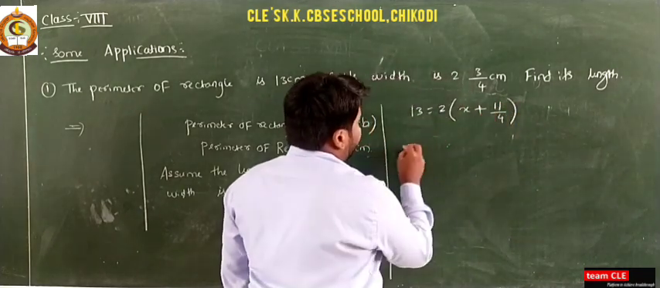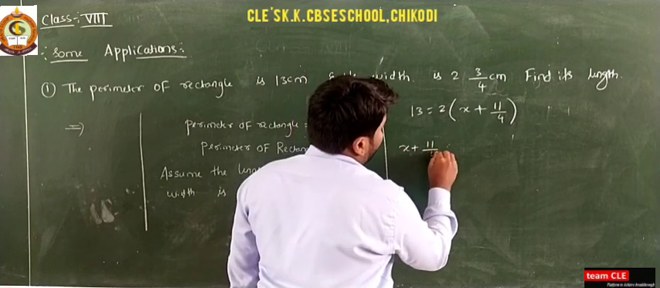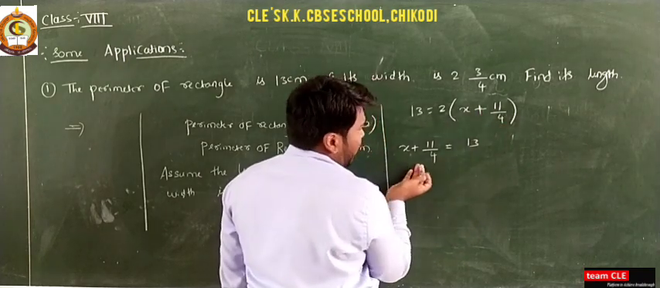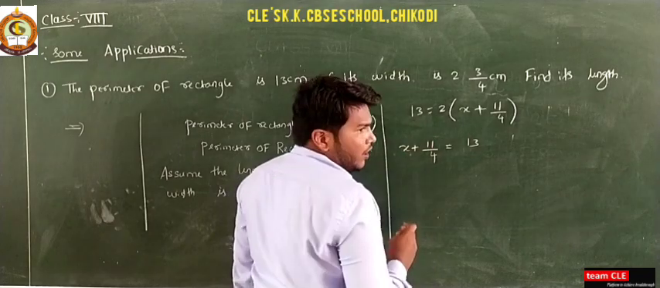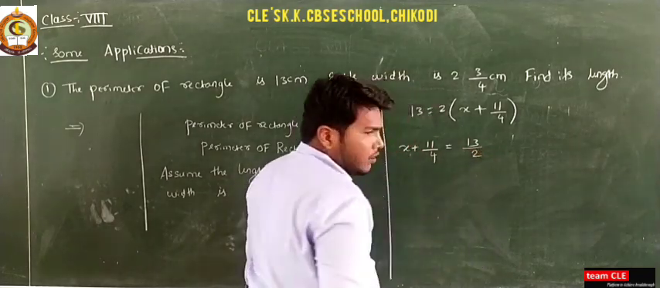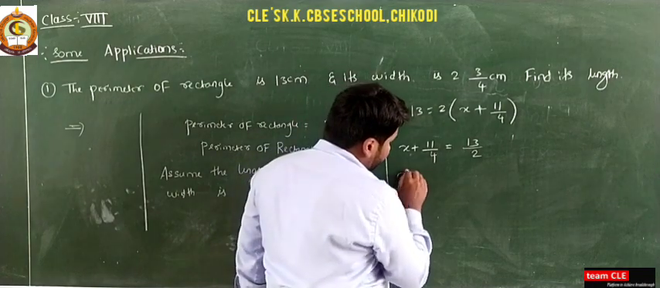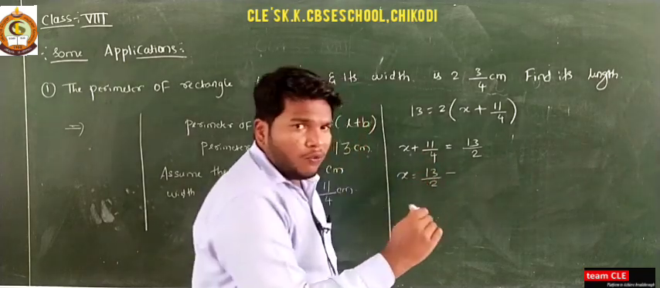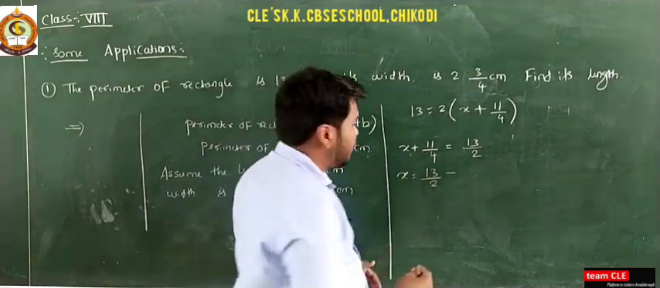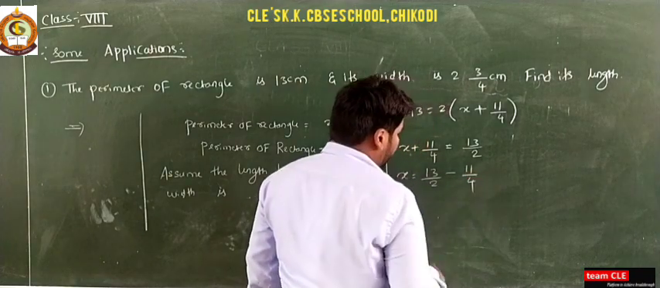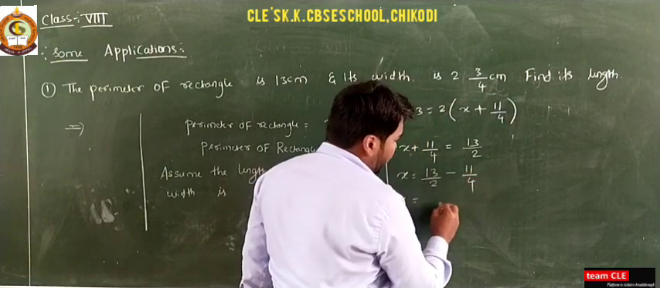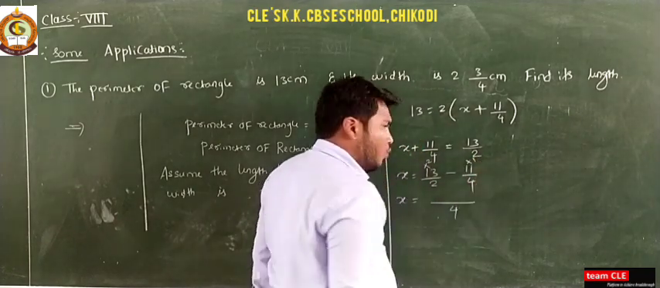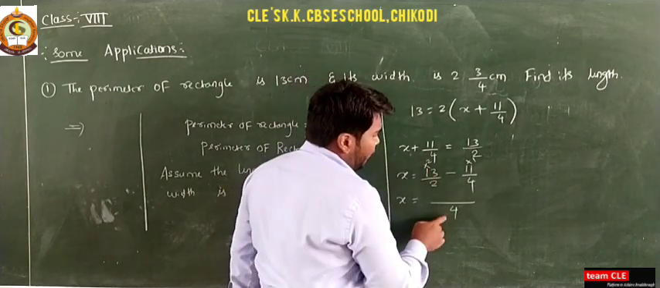First I write x plus 11 by 4 on the LHS, and 13 as it is, but this 2 I will divide on the RHS. So I write this as 13 by 2. Now x is equal to 13 by 2 minus 11 by 4, since when it goes to the RHS, plus 11 by 4 becomes minus 11 by 4. Now the LCM of 2 and 4 is 4. 2 2s are 4, 4 1s are 4.